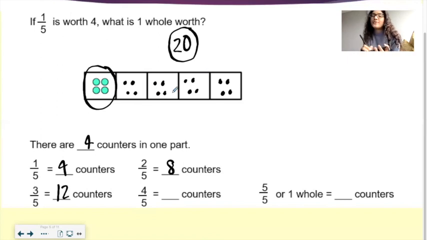And in 4 out of those 5 parts, you have how many counters? Count in 4s with me. 4, 8, 12, 16. So you have 16 counters.